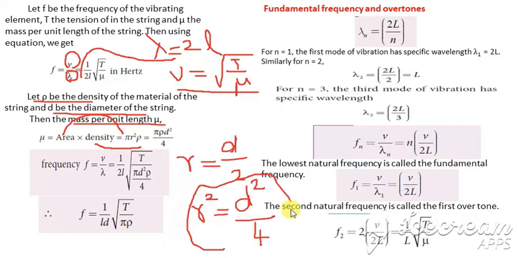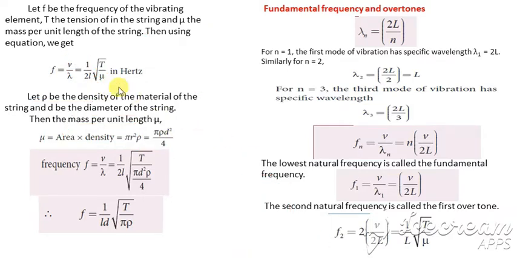So this value of r square we write here. Pi and rho remain as they are, and instead of r square we write D square by 4. So this gives the value of mu. Now we substitute this value of mu in the formula of F. Other terms as it is, 1 divided by 2L into root of T divided by pi D square rho divided by 4. The divided by 4 goes up, so it is root 4.